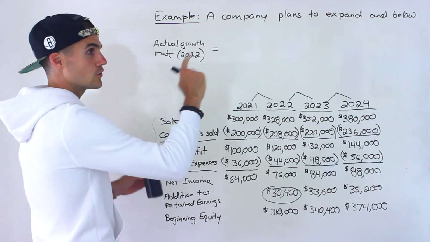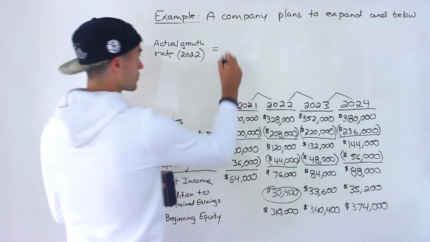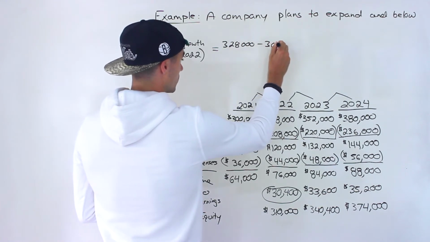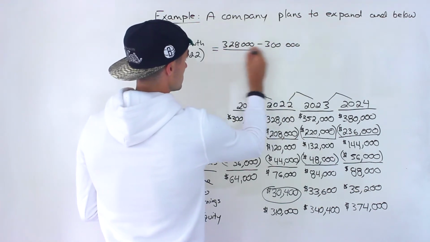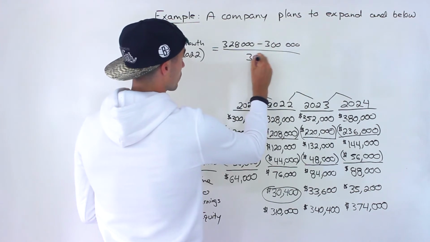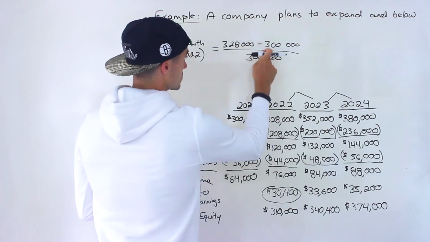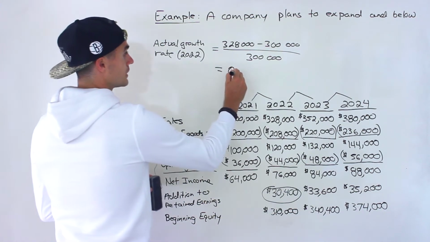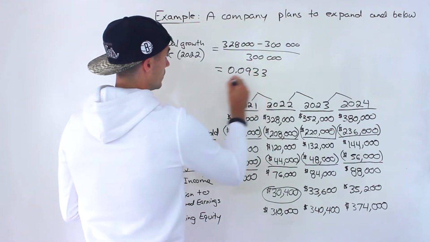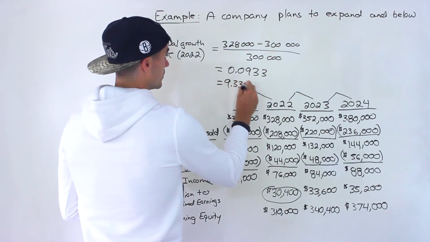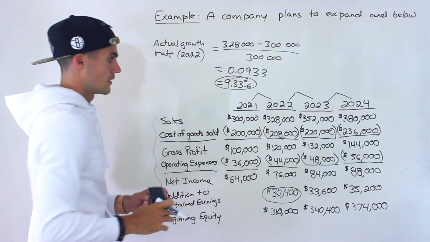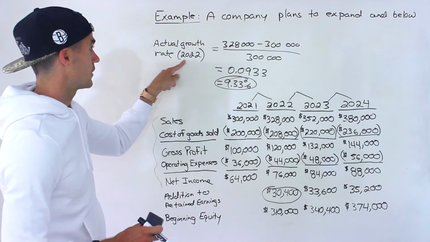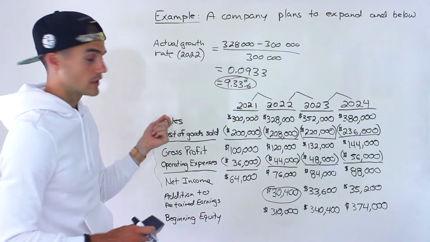So how do you find a growth rate? New minus old over old. So we'll have 328,000 minus 300,000 over 300,000, right? New minus old over old. And when you do this calculation, you would end up with 0.0933, or 9.33%. So that's how much the sales grew from 2021 to 2022. We're just going to label it as the actual growth rate in 2022.